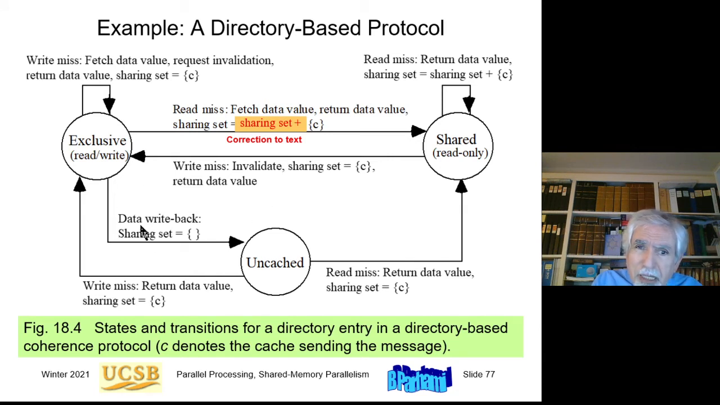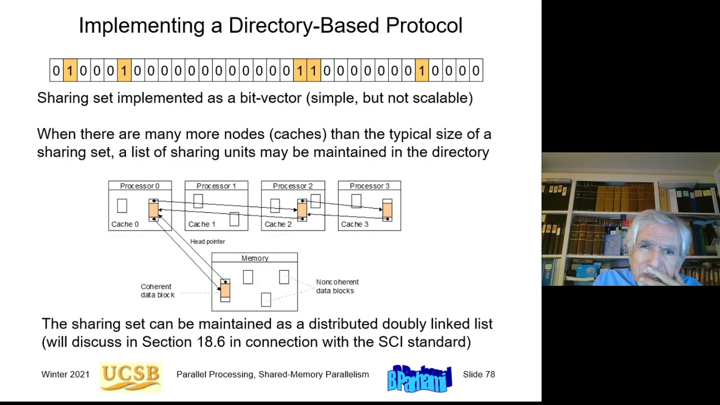Okay, similarly, again here, each transition is marked with the event that occurs, say read miss, followed by a colon, followed by the actions that are taken in response to that. So there are two ways of implementing this directory, two main ways. There are other ways too.